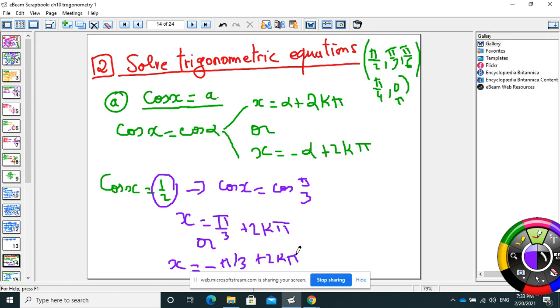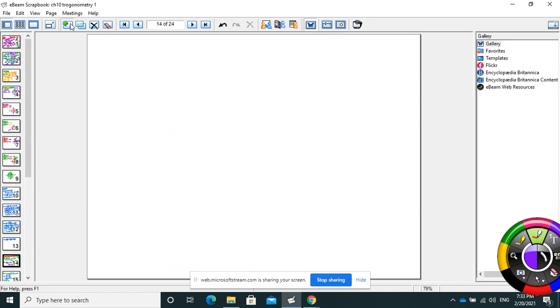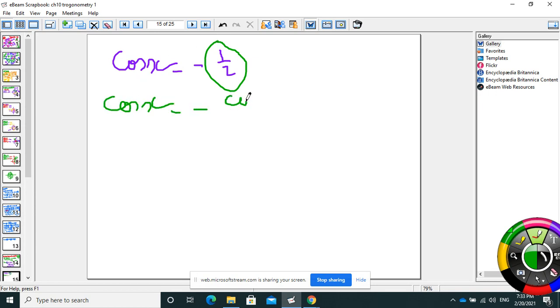I'll give you another example. If it is minus alpha, what do I do? If the given is cosine x is equal to minus alpha, I don't look at the minus. Which angle gives me cosine half? So we have cosine x is equal to minus cosine pi over 3.